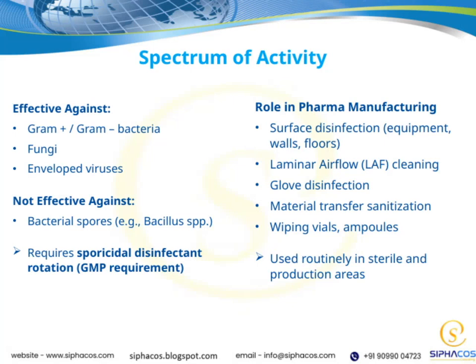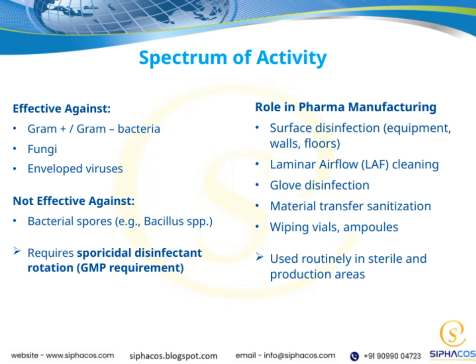Let's take a closer look at the role of disinfectants in pharma manufacturing. They are essential for maintaining a sterile environment, and their application covers several key areas. For example, surface disinfection is performed on equipment, walls, and floors to eliminate potential contaminants. Laminar airflow, or LAF, cleaning ensures that the clean environment remains uncontaminated by dust or microbes.